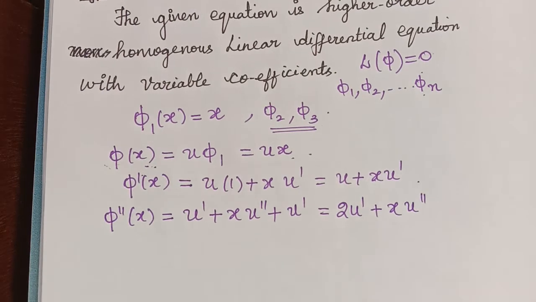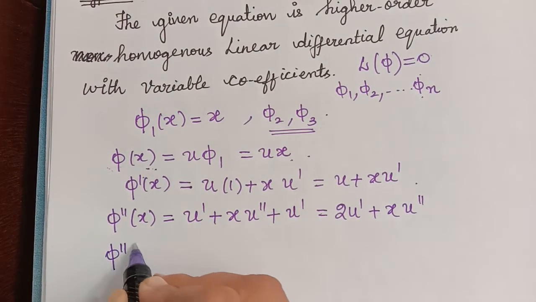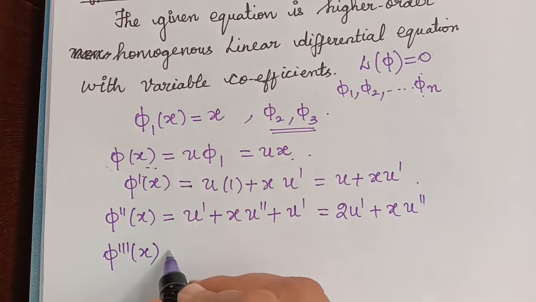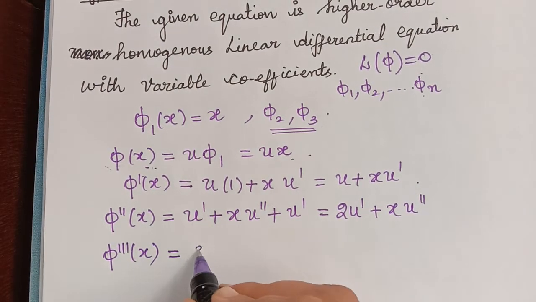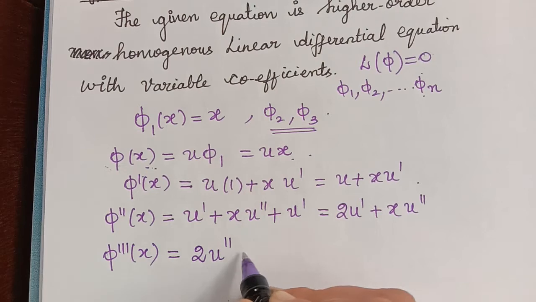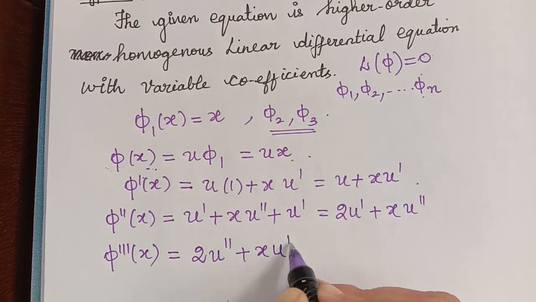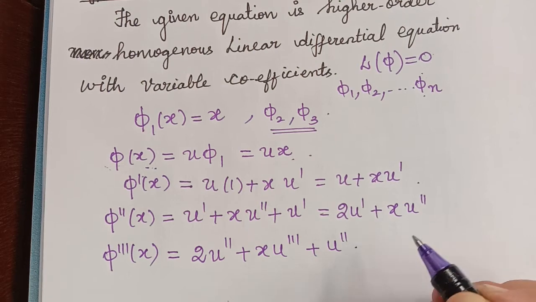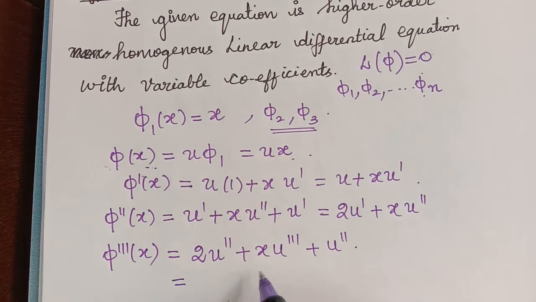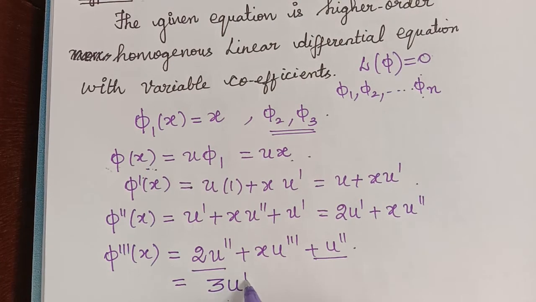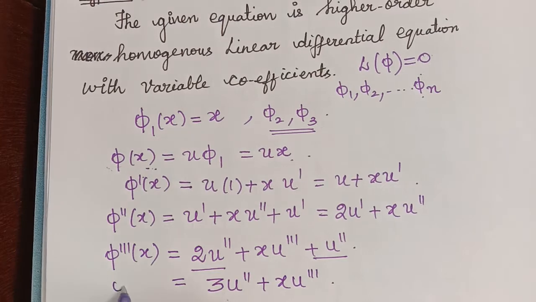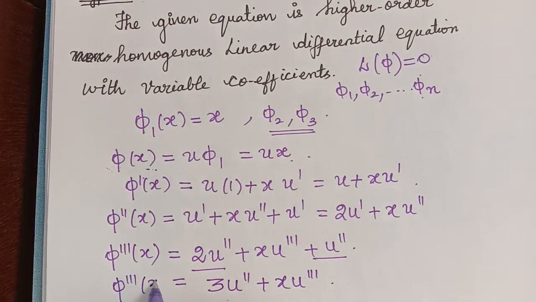Next we have to find phi triple dash of x, because in the question we have the third derivative also. So that will be equal to the differentiation of this, which is 2u double dash plus x u triple dash plus u double dash multiplied with 1. So that is equal to, now if you see we can add these two and we can write this as 3u double dash plus x u triple dash. So this is phi triple dash of x.